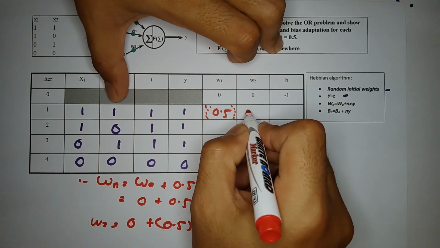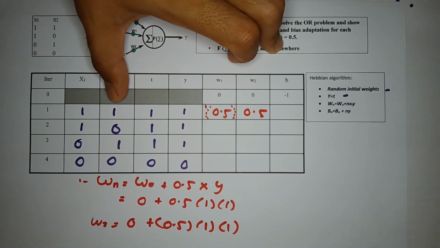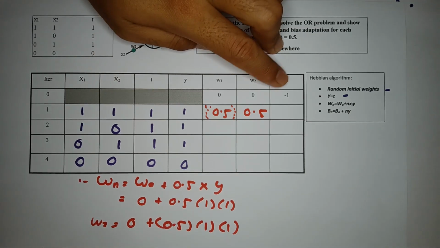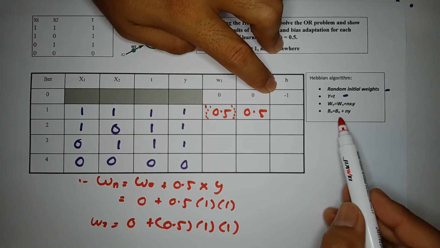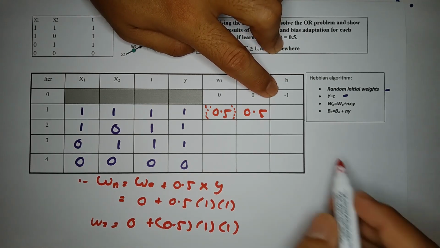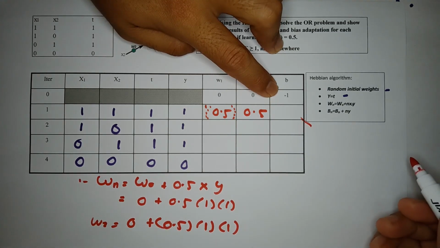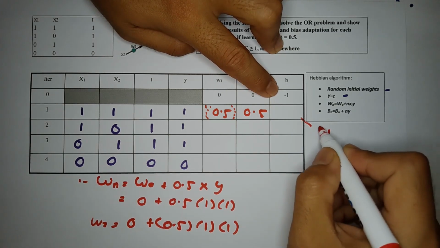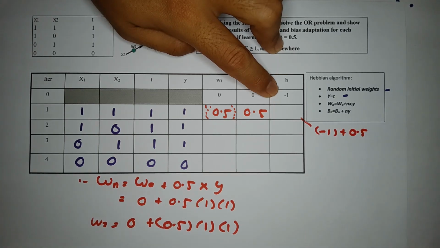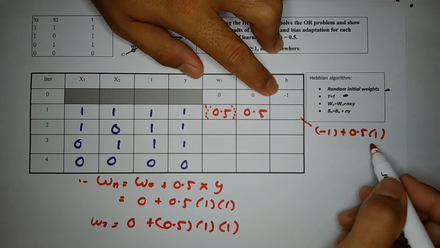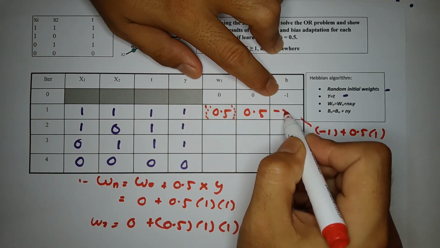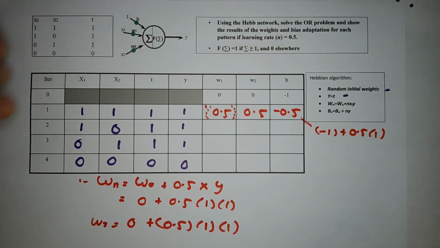So for this particular case, the value here will also be equal to 0.5. Next, we go to the bias adaptation. For the bias adaptation, b_new equals b_old plus n times y. Here, b_old is -1, plus 0.5 of the adaptation, and y is equal to 1. So -1 plus 0.5 will be equal to -0.5. So we are settled with the first iteration of the algorithm.